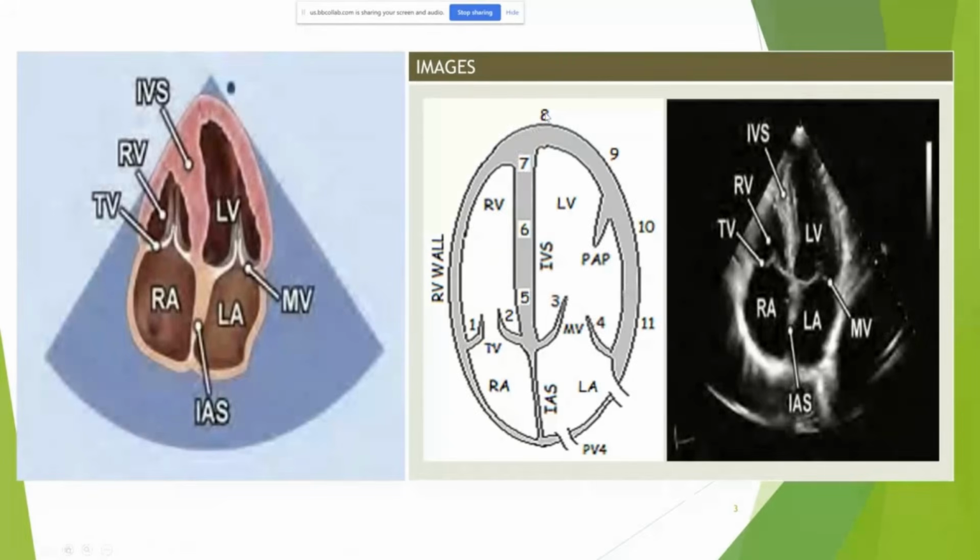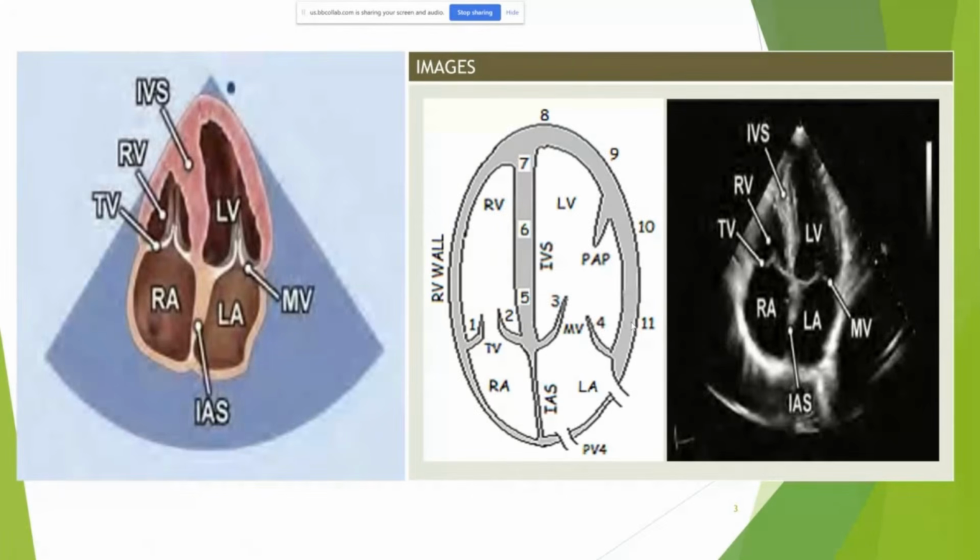Remember, number 8 is called your apical cap, not apex, but apical cap. Number 9 is your apical lateral. Number 10 is your mid-anterior lateral wall, and number 11 is your basal anterior lateral wall. Just keep that in mind. You kind of need to know your orientation when you're in apical four-chamber.